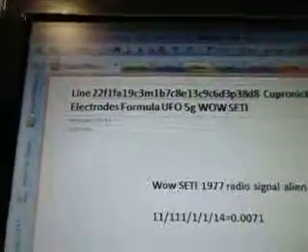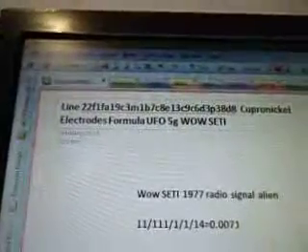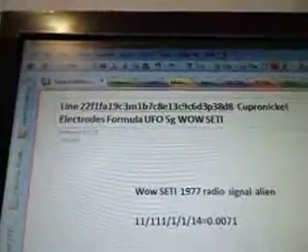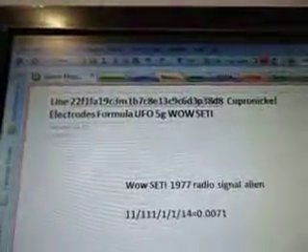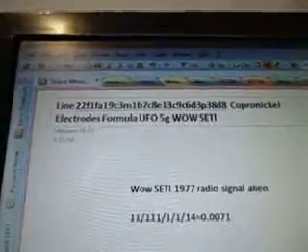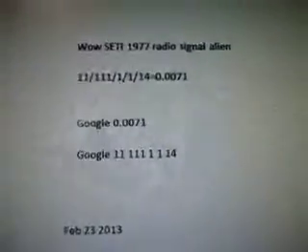So this one's part 284C3M1b7c8e13c9c6d3p38d8. Line 22f1fa19c3m1b7c8e13c9c6d3p38d8. Cupronickel Electrodes formula UFO 5G Wow Seti. There's the alien radio signal there.